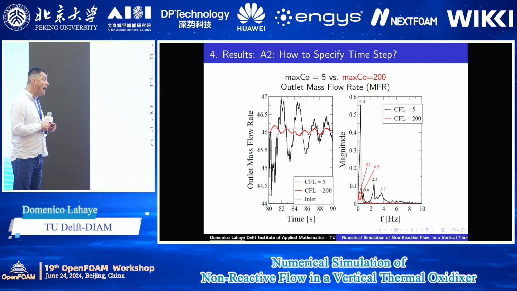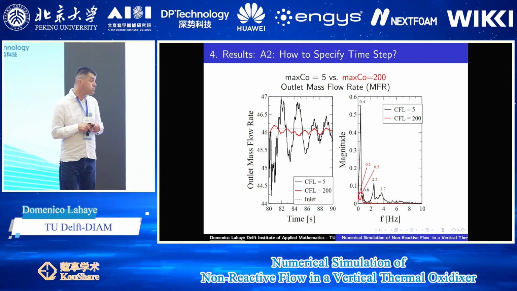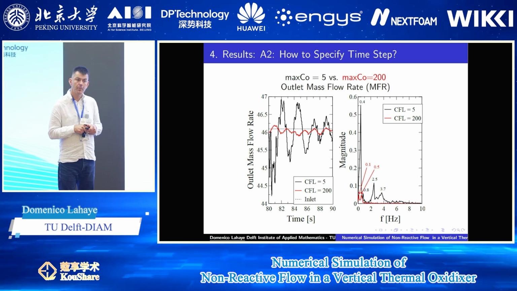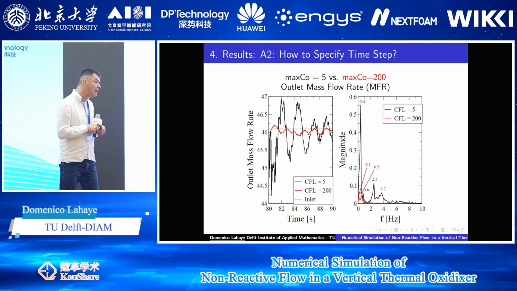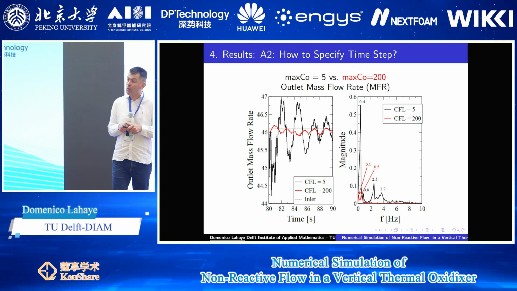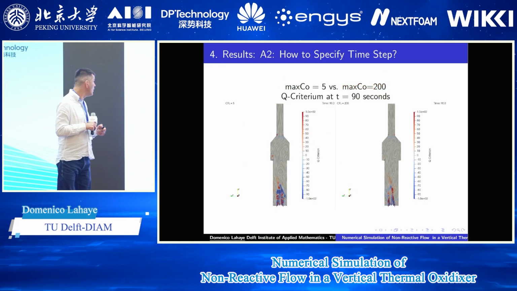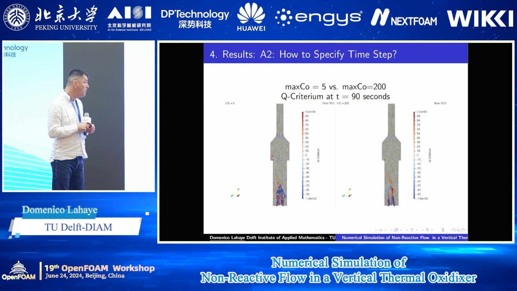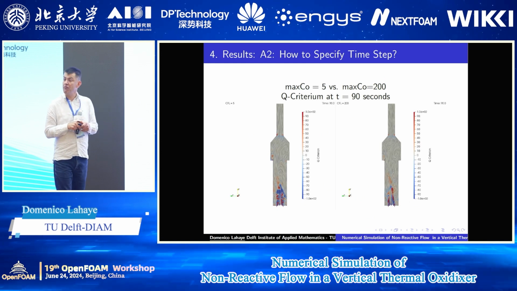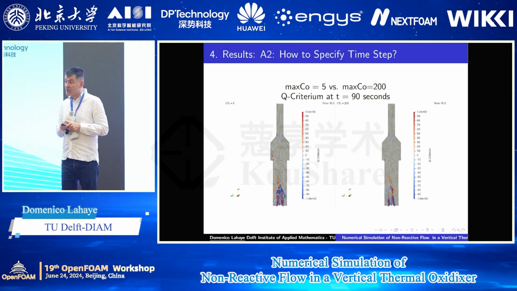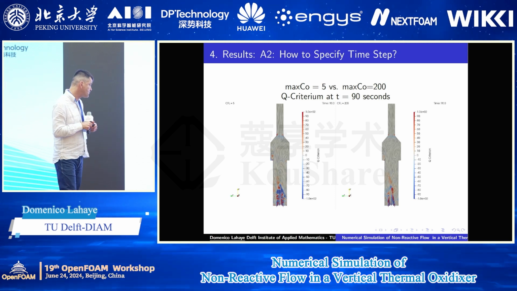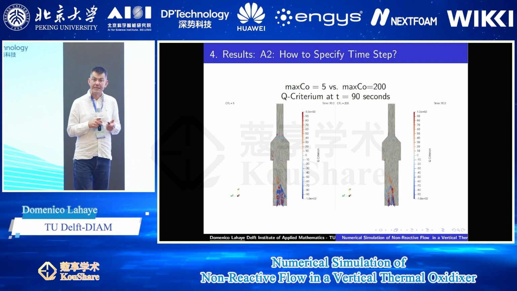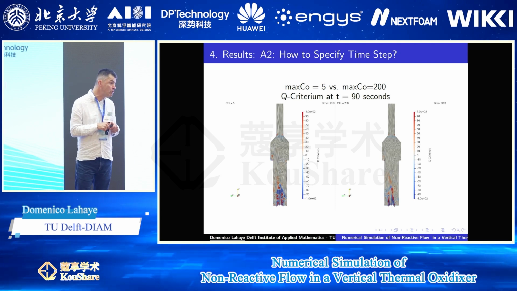And this is the same graph now for the mass flow rate at the outlet, time domain, frequency domain. Same idea. If we increase the time step, we lose information. We can also look at the Q criterion, for instance, to have information about the vorticity structure of the flow. And again, going to a larger time step seems to act as a filter in which we lose information.